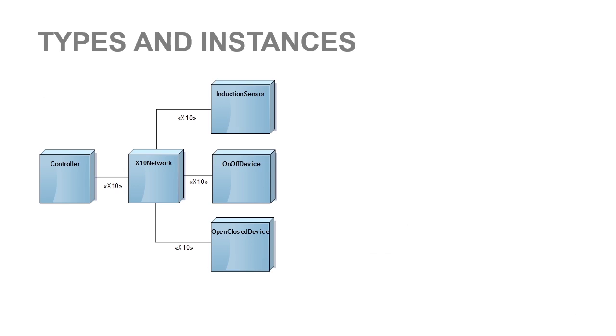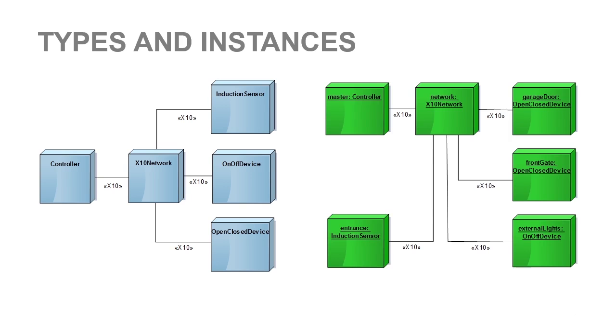Deployment diagrams can show either types or instances. In the same way as we can show classes or objects, which are instances of those classes, we can show nodes and devices in deployment diagrams that represent the generic types of nodes and devices, as on the left here, where we have controller, X10 network, induction sensor, on-off device, and open-close device. Alternatively, we can show the specific instances of those elements that we plan to deploy or that are deployed.